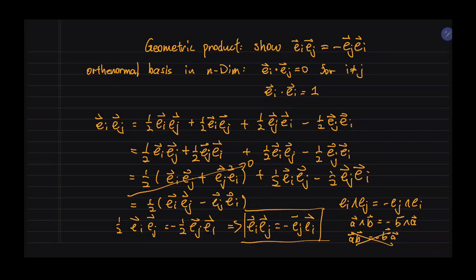This is why we use the orthogonal basis to derive this relation instead of using a normal vector, because in the geometric product, this relation happens when you have a 90-degree angle between them, when two vectors are orthogonal to each other.